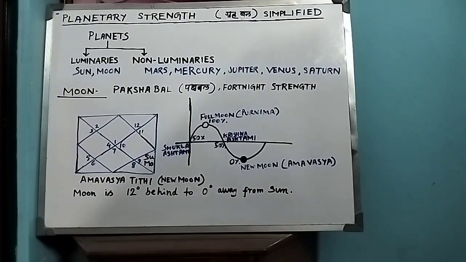On Amavasya Tithi, moon will be longitudinally 12 degrees behind to 0 degrees away from sun. And due to the closeness to sun, moon is astagata or combust here. As you can see in the chart that sun and moon are occupying ninth house or the same house in the birth chart of an Amavasya born native. And also note that when I am using the word house, I am referring to the house placement according to the Bhav Chalit Kundali and not the Rasi chart.